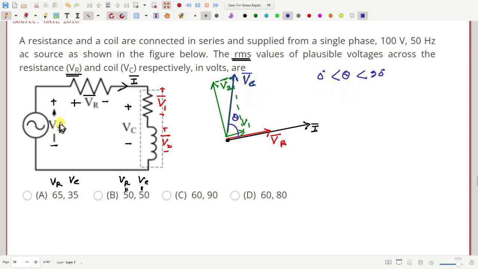So theta is of this value. Now, how much is Vs, the source voltage? To get Vs, we add VR and VC.